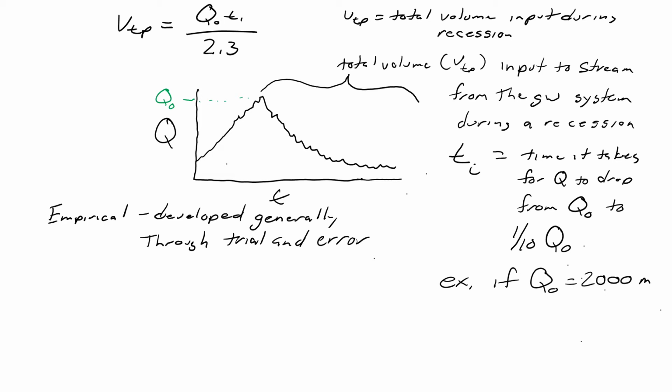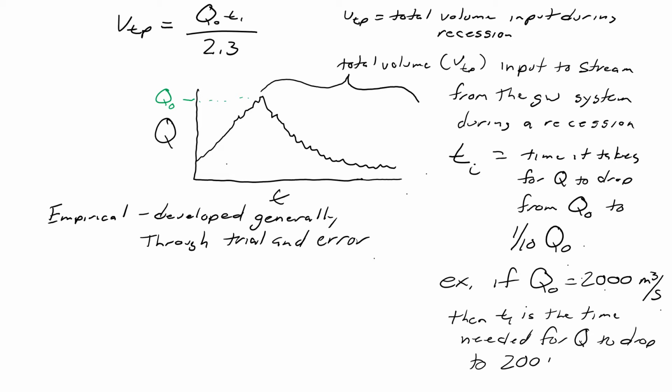If Q naught equals 2,000, let's use meters cubed per second. And T1 is the time needed for Q to drop to 1/10 of that. In this case, 200 meters cubed per second.